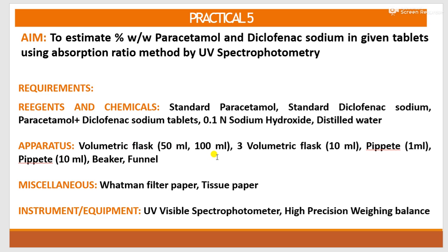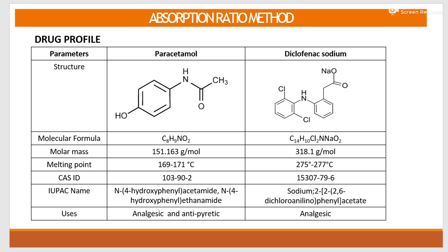Apparatus: you require volumetric flasks of different sizes such as 100 ml, 50 ml, 10 ml, pipettes, beaker and funnel. Whatman filter paper for filtration of samples and standard solution, tissue paper for cuvette wiping. Of course, you require a UV visible spectrophotometer, and a weighing balance is required for weighing purposes. Drug profile of paracetamol and diclofenac: other parameters of both the drugs are depicted in this slide.